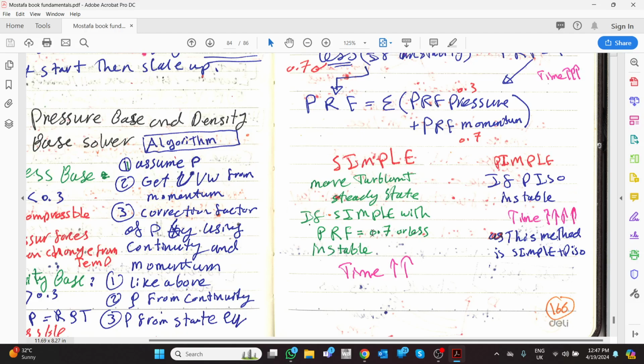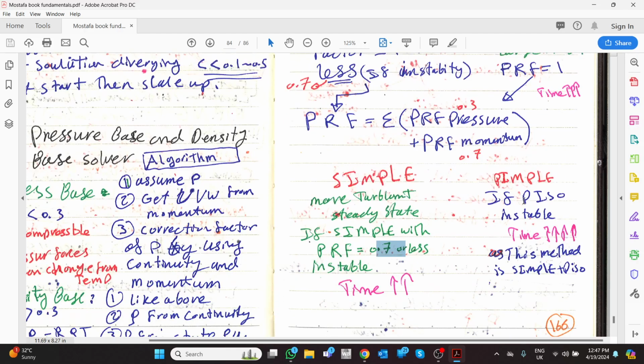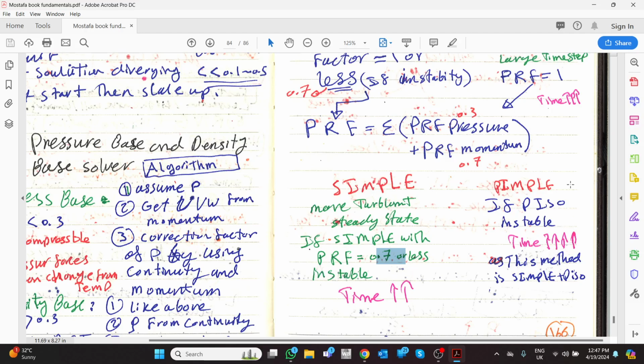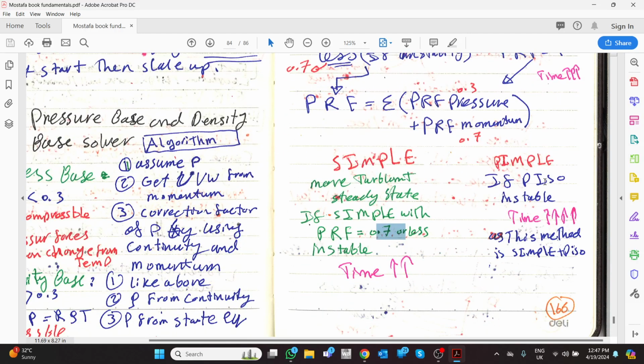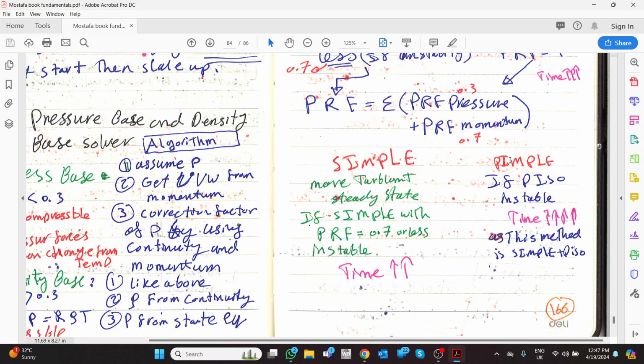It uses pressure reducing factor from 0.7 or less. It takes twice the time of this one. Okay, and Bembly, it is the same like Viso, but don't take it unless you find instability. So when it is not stable, Viso is not working with the transient, go to Bembly. As this method is simple plus Viso. This method is a combination between this one and this one.